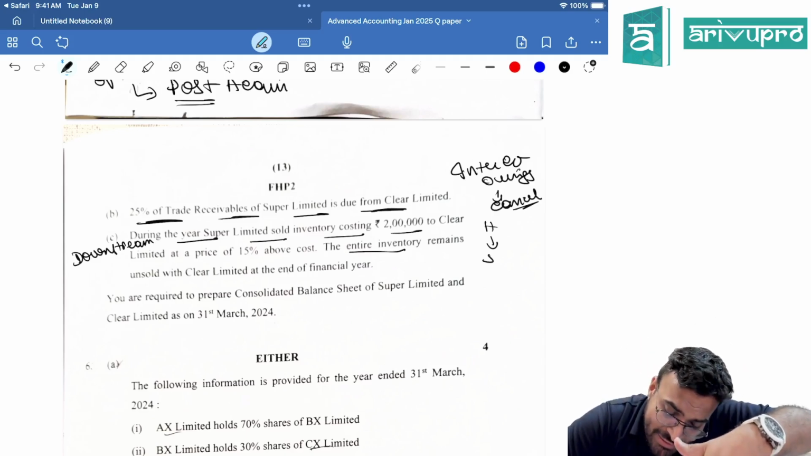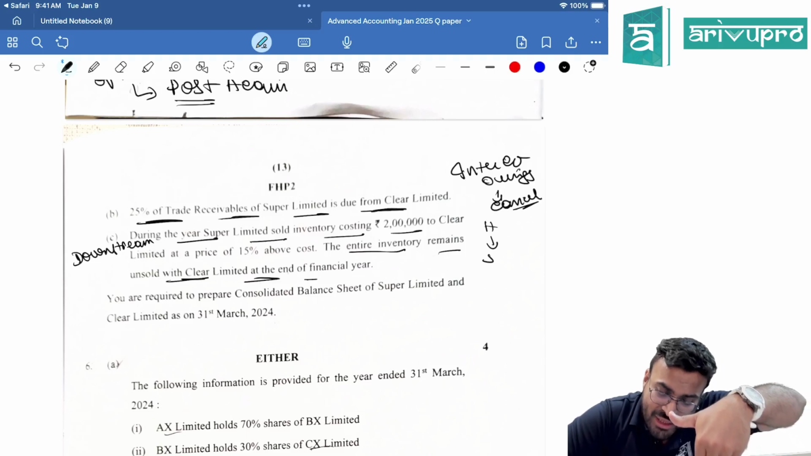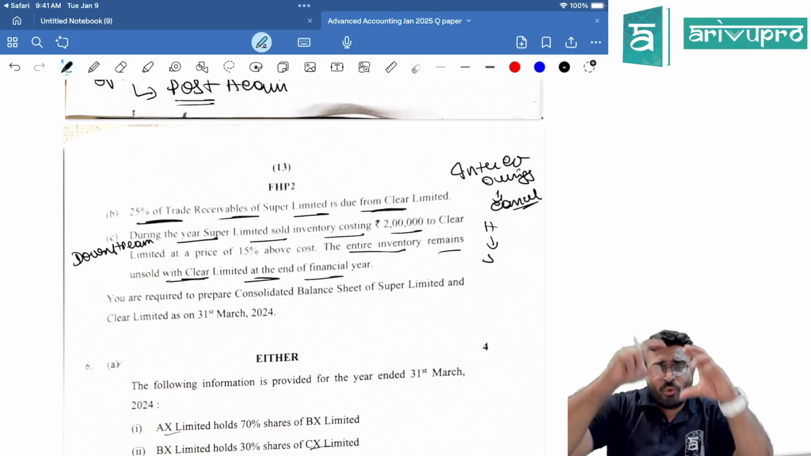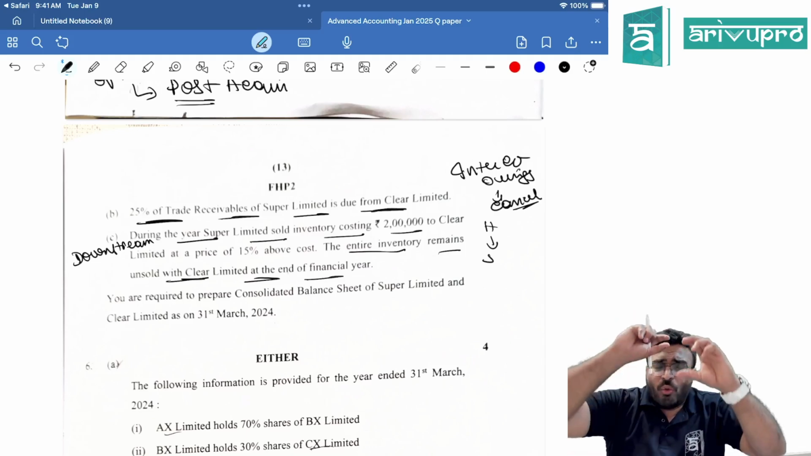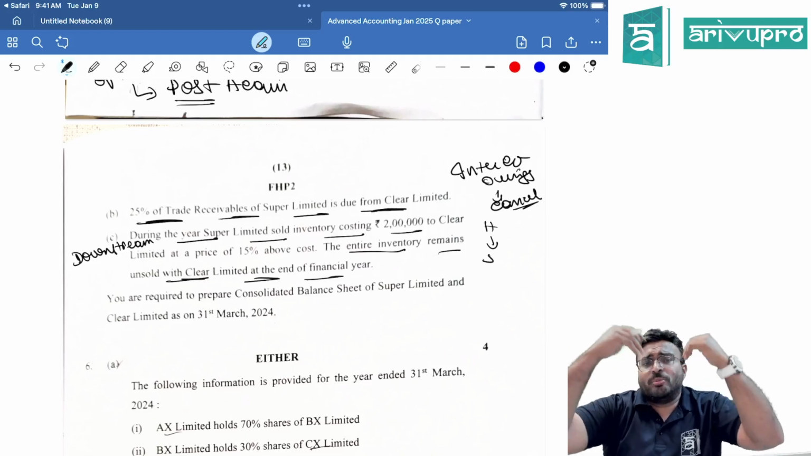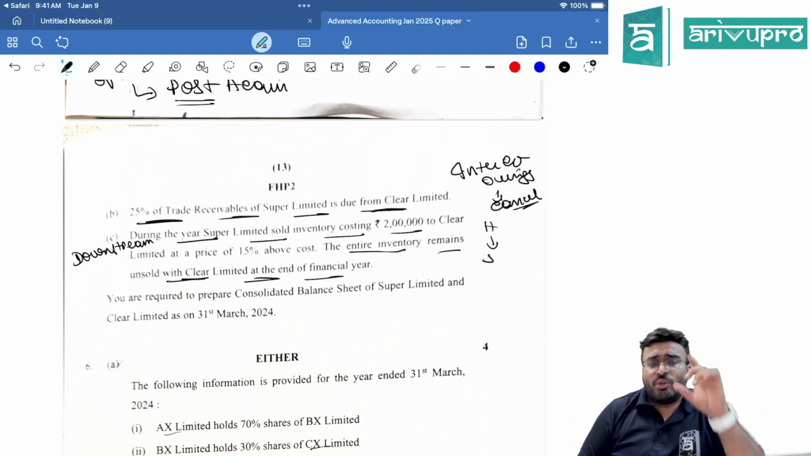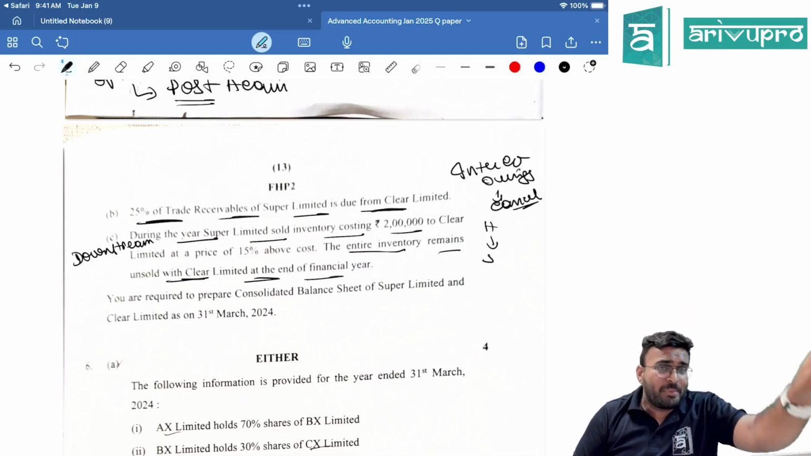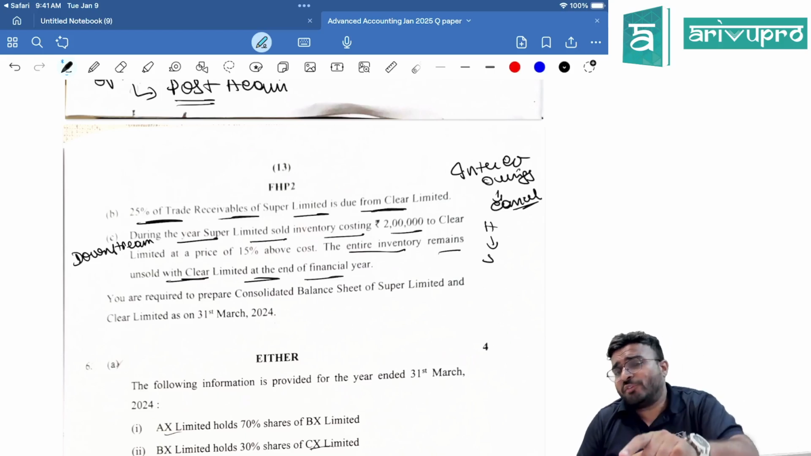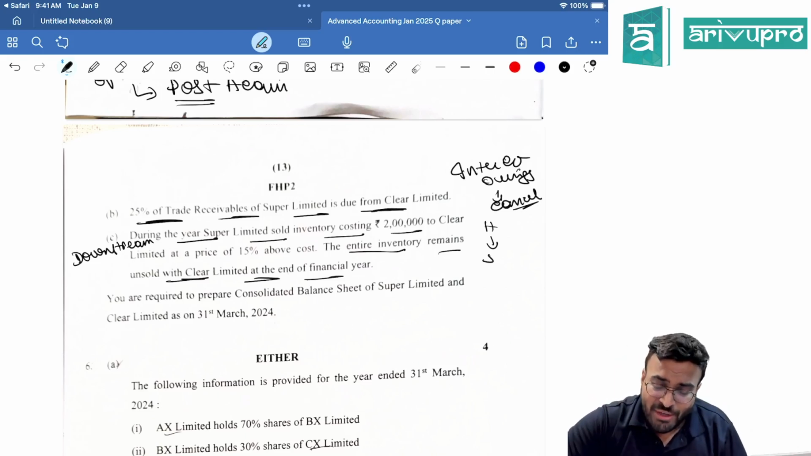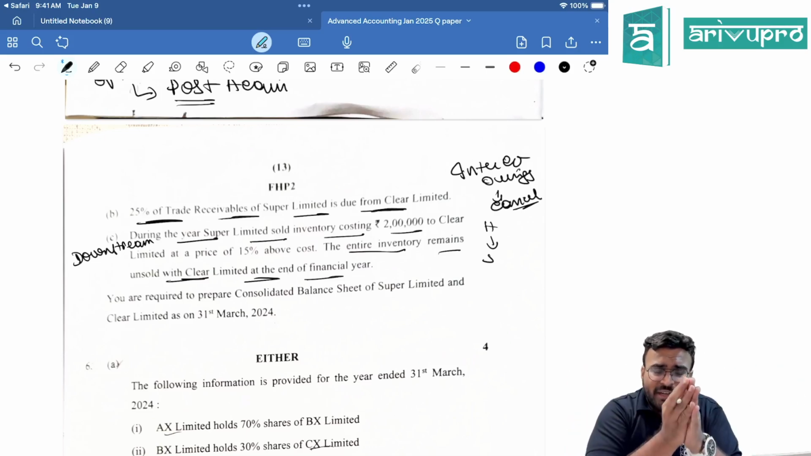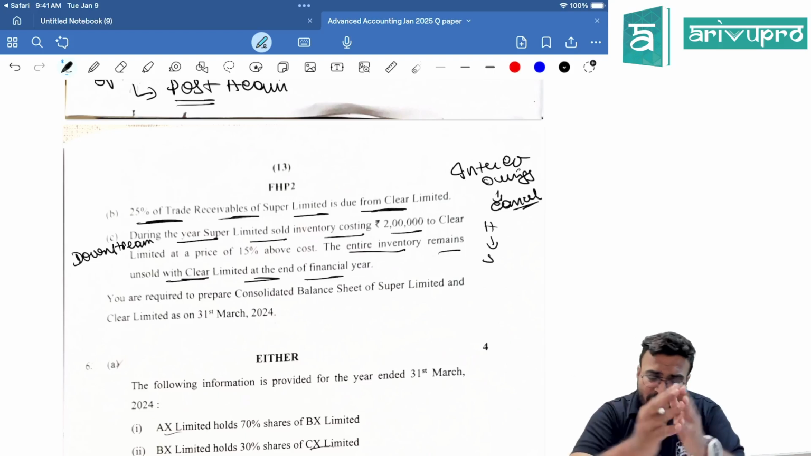The entire inventory remains unsold with Clear Limited at the end of the financial year. So now what happens on this inventory? Whatever profit is there, it has to be eliminated. How will you eliminate? You have to remove it from the reserves and surplus of holding company, and then you have to also remove it from inventory. Basically, double effect: remove from reserves and surplus when you are consolidating and subtract it from inventory also when you are consolidating.